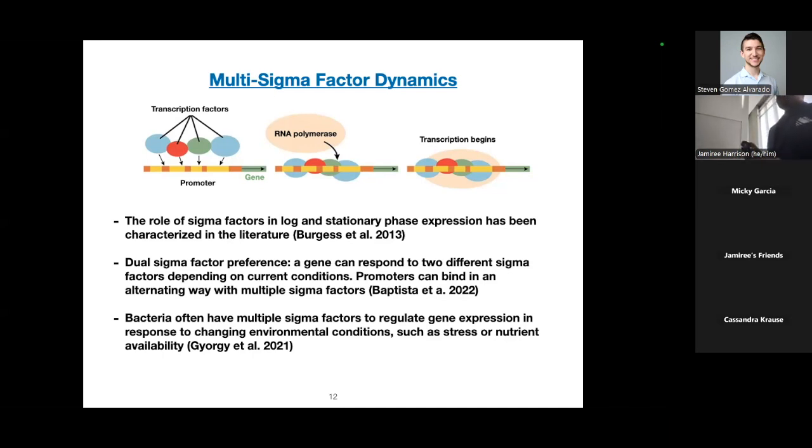Cool. Also, bacteria don't usually have just one sigma factor. They have multiple sigma factors depending on what types of things are going on in the cell. They have sigma factors that regulate gene expression in terms of stress response, nutrient decay, starvation, all kinds of things that would help the cell survive, essentially.